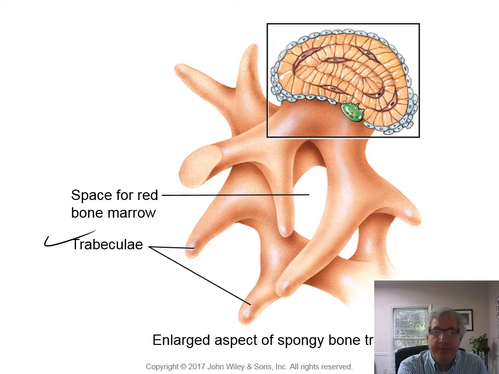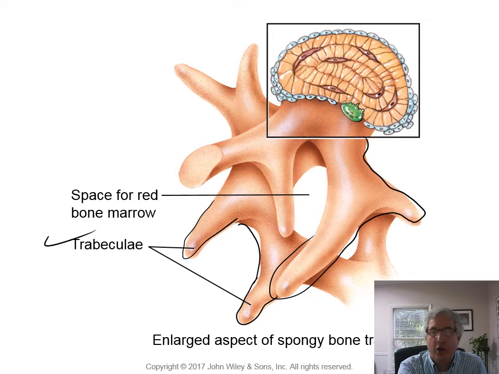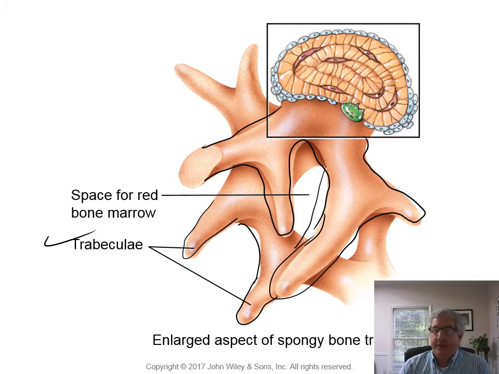and here's the trabeculae. So here's one. Here's another. Here's another one going all the way around here. So this one goes over here. These are just all the trabeculae going all over the place. I can outline this all day long. So anyway, that's the trabeculae with spaces for red blood marrow.